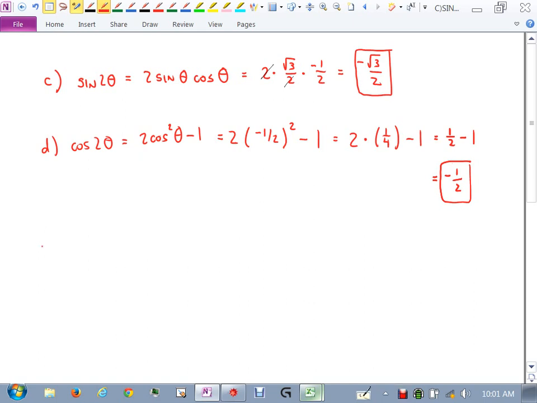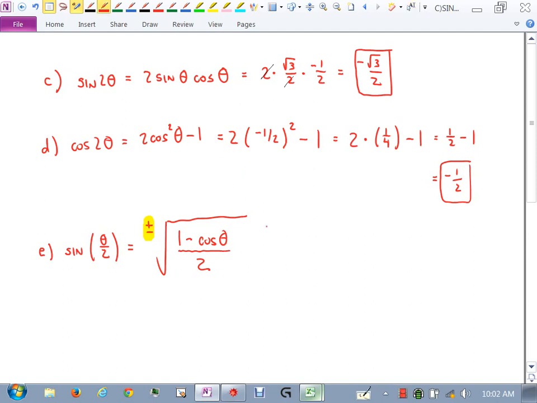Part E, sine theta over 2. So you have a formula for that, but it wasn't on your sheet, so I had you write it down on your sheet, right? According to this, it should be plus or minus the square root of 1 minus cosine theta over 2, right? That's what it should be. And the plus or minus up here, we are going to have to determine which one it is, but I'll do that at the end.